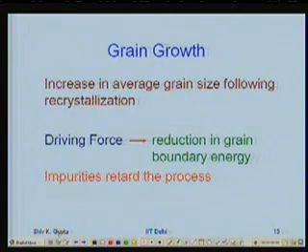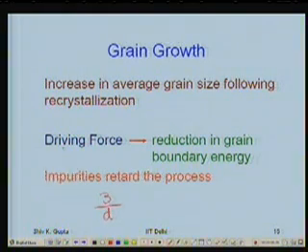These grain boundaries would like to go out. After recrystallization is over, what takes place is grain growth, an increase in the average grain size following recrystallization. So the driving force here is the reduction in the grain boundary energy. Because of our fine grains, we did one problem, you recall, the grain boundary area stored per unit volume of the material is 3 divided by the grain diameter. Smaller the diameter, more is the grain boundary area stored per unit volume of the material. Larger the diameter, smaller is the grain boundary area stored. That means less grain boundary energy stored.